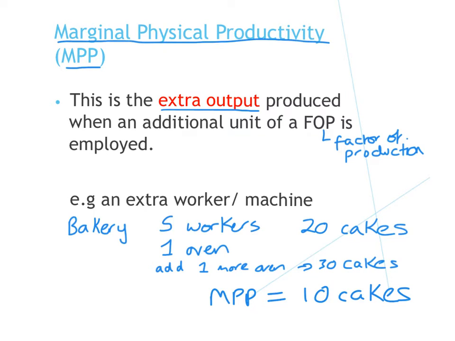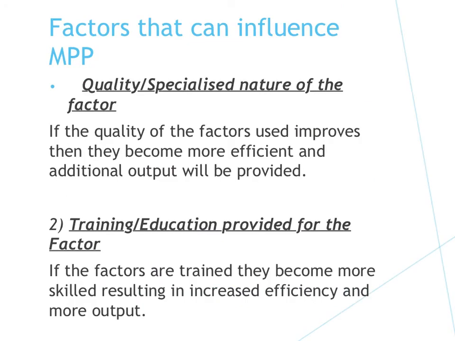When we look at the extra or the additional unit of factor of production, we could also be talking about labour here. So maybe what happens if we have 6 workers instead of 5 and we still only have one oven. So when we look at factors that can influence marginal physical productivity, first of all, if we're talking about labour, it's the quality or specialised nature of the factor. If the quality of the factors used improves, then they become more efficient and additional output will be provided.